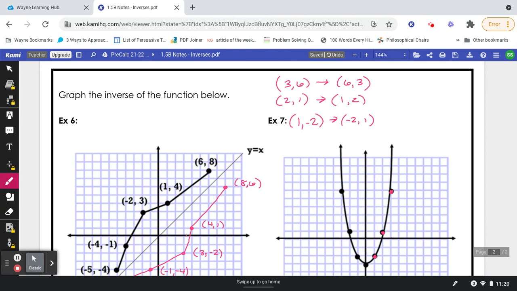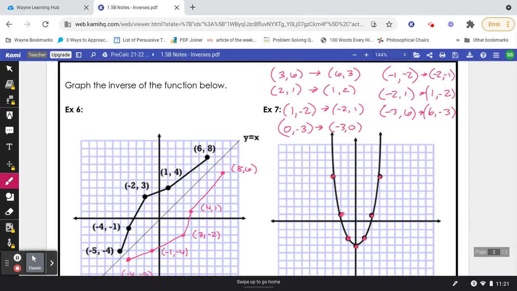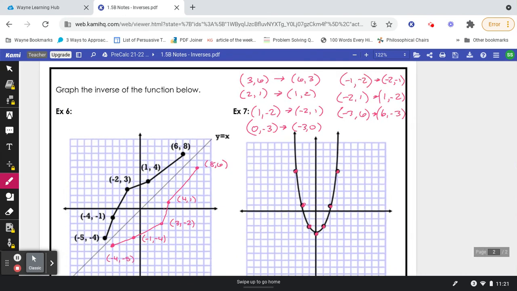And I write this out because as I'm doing it, I tend to forget some negatives and things. So if you want to go directly and put the inverses onto your graph, that's fine. 0, -3 becomes -3, 0. -1, -2 becomes -2, -1. It's that point. And -2, 1 becomes 1, -2. That's that point. And -3, 6 becomes 6, -3. All right, I think I got all the points. Now I'm just going to reverse them. I'm going to plot my inverses.